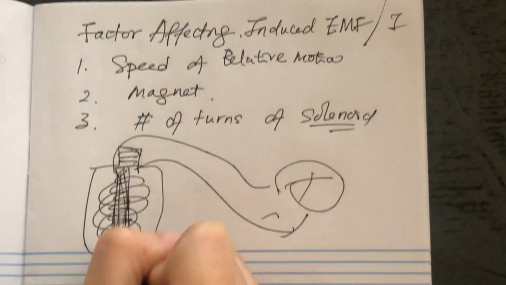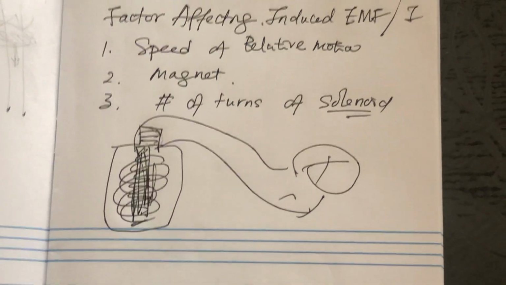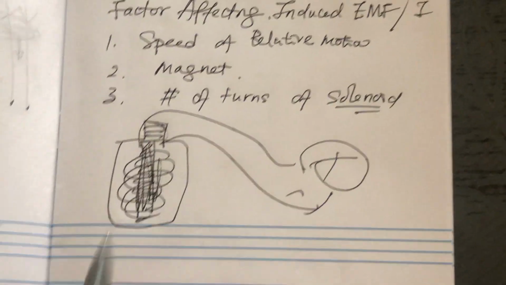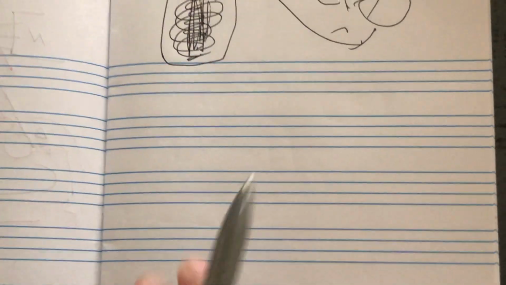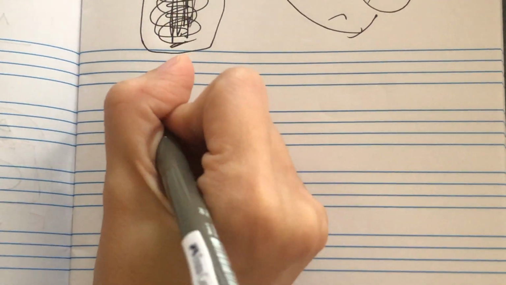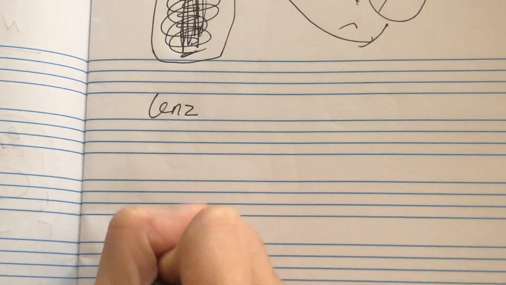So once we turn the magnet, there is relative motion between the magnet and the wire, so it will produce a current, what we call alternating current. There are another two things that you have to remember here: the two laws under electromagnetism, that is Lenz's law and Faraday's law.